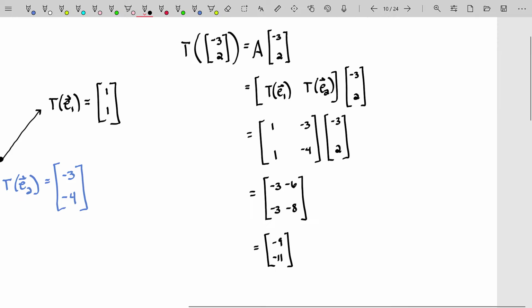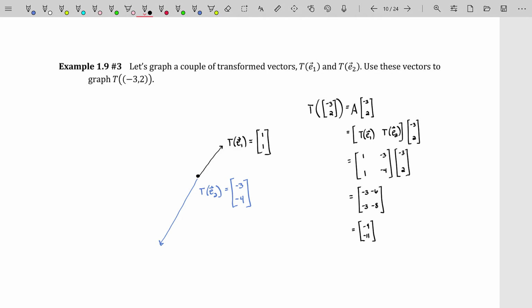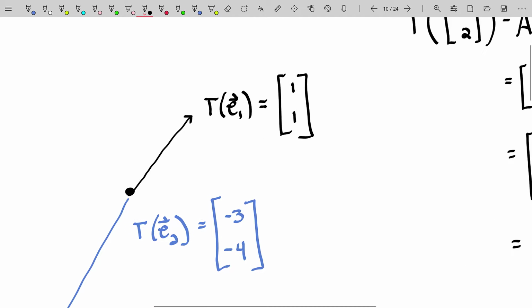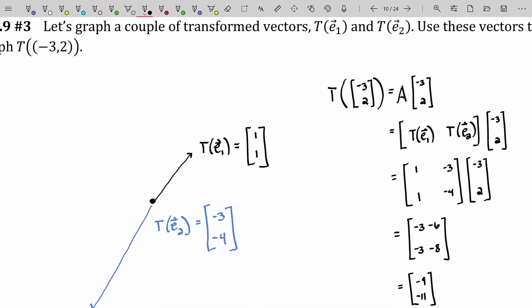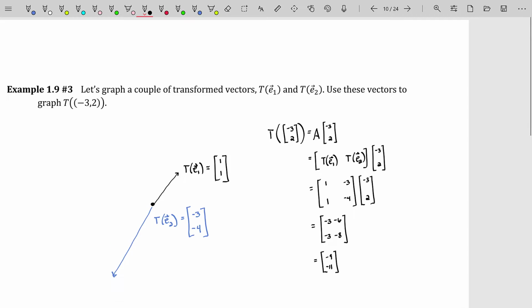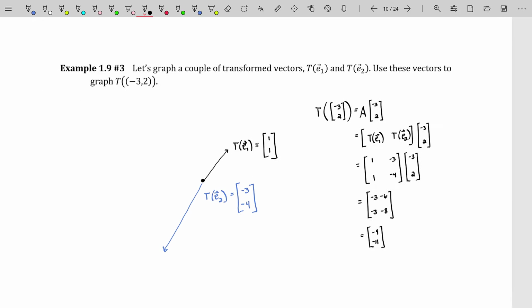There we go, negative 9, negative 11. That's the transformation of negative 3, 2. You could do this all day long. It doesn't take any skill to just create two vectors that you want, create the standard matrix out of those two vectors, and then apply that standard matrix to the given vector, because you're taking the transform of that given vector. It's really a very cool way of doing things.